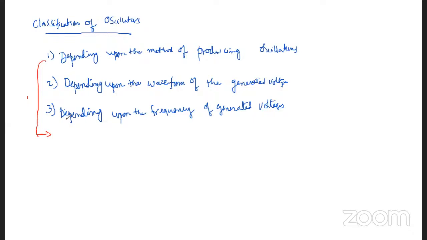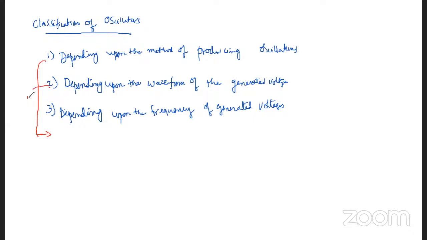And another type is the negative resistance oscillator. In a circuit where the current decreases with increasing voltage, the circuit is said to have negative resistance. So the current decreases with the increase in voltage. Oscillators based upon this principle are called negative resistance oscillators.